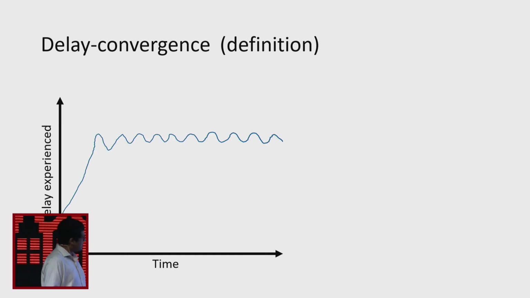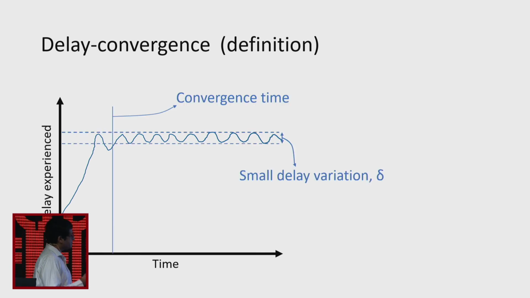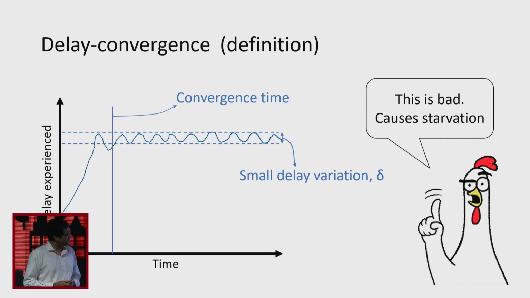So what is this? Well, by definition, a delay-convergent algorithm is one that, when run on an ideal link with a constant bit rate and a constant propagation delay, looks like this. So after a convergence time, it converges to a small range of delay variations. Now this looks like a perfectly natural thing to do, and it also makes sense to give the applications a consistent delay to work with. And this is why every delay-bounding algorithm we are aware of has this property. But what we find is that this can lead to an arbitrarily large amount of unfairness or starvation.